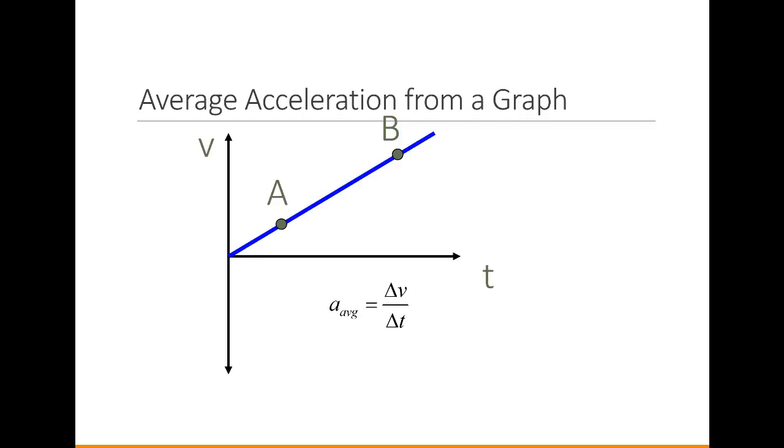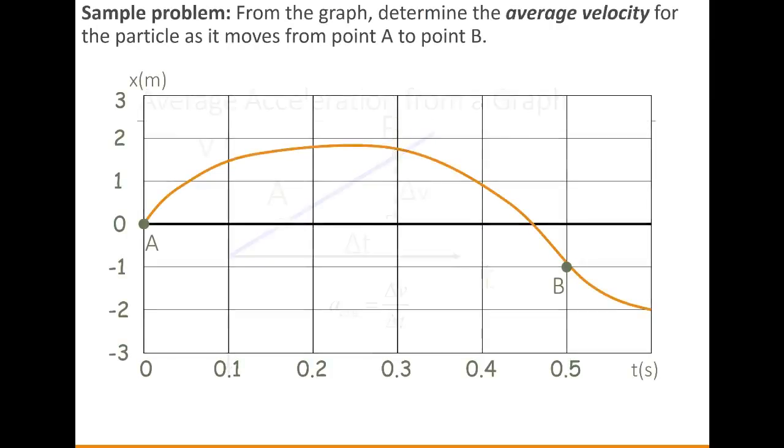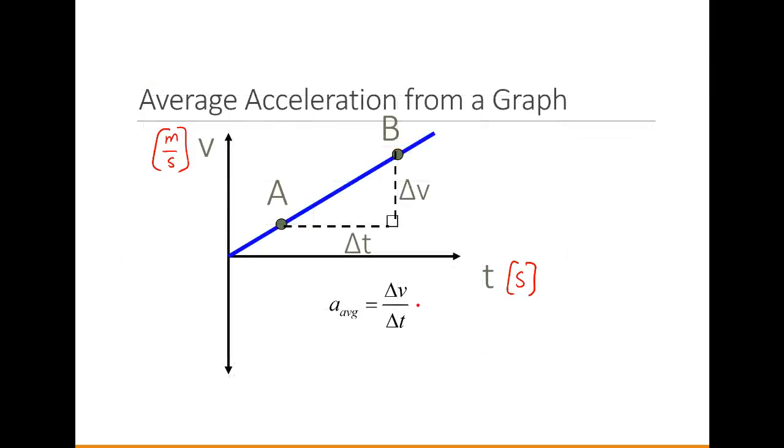Average acceleration can be determined from a velocity versus time graph. We do much the same thing. We plot 2 points and we look at the slope, which is delta v over delta t, and this is meters per second and this is seconds. So that means that the acceleration will have units of meters per second per second, which is often known as meters per second squared. However, if you write it as meters per second per second, this gives you a better insight into the fact that the velocity is changing.